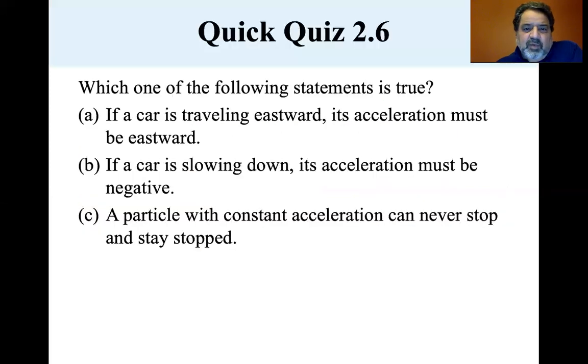And I think we have a little quiz. Which one of the following statements is true? If a car is traveling eastward, its acceleration must be eastward. Well, we don't know whether it's speeding up or slowing down, so we can't say anything about that one. If a car is slowing down, its acceleration must be negative. Well, if it's slowing down, then the acceleration has to be opposite the velocity. So that seems like a plausible answer.